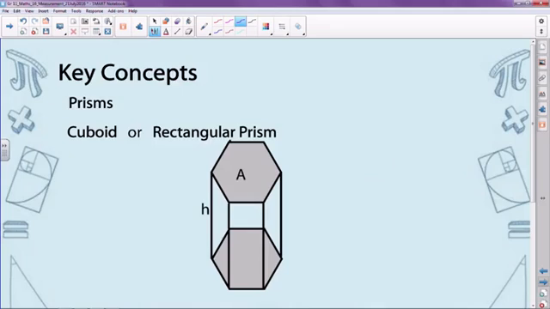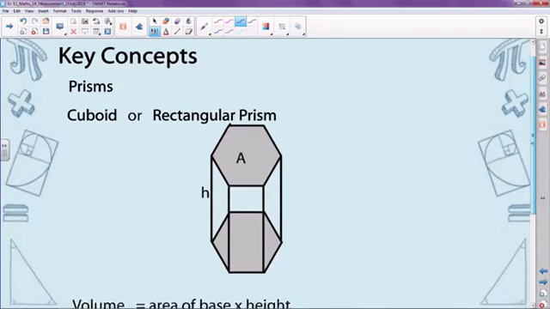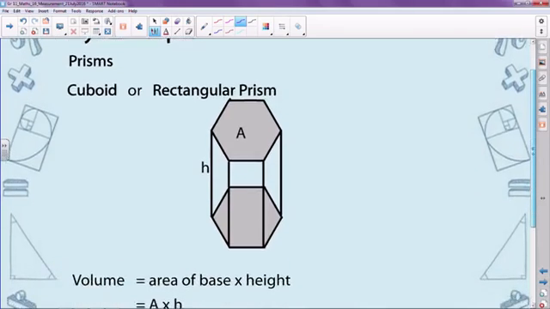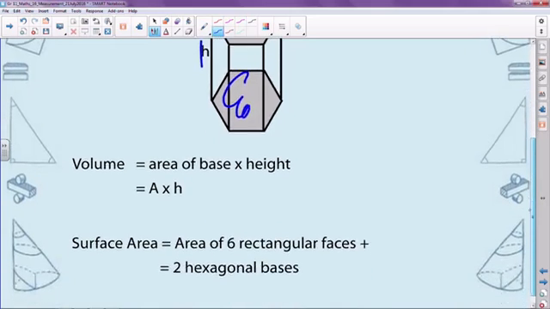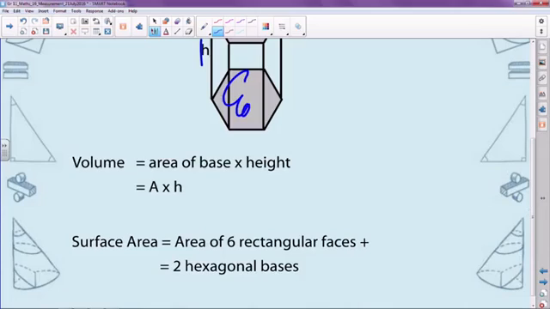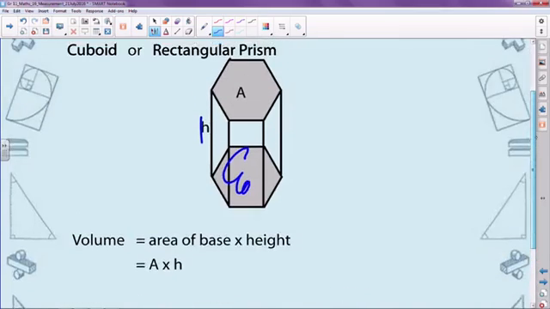Okay. Now, with your cuboid or your rectangular prism, for us to work out the volume, we are going to have the area of the base multiplied by the height. So it's going to be the area of our base multiplied by the height, and the surface area, as we're talking of the area that is covered all around. So you're going to have your area of the 6 rectangular faces, and which ones are those?